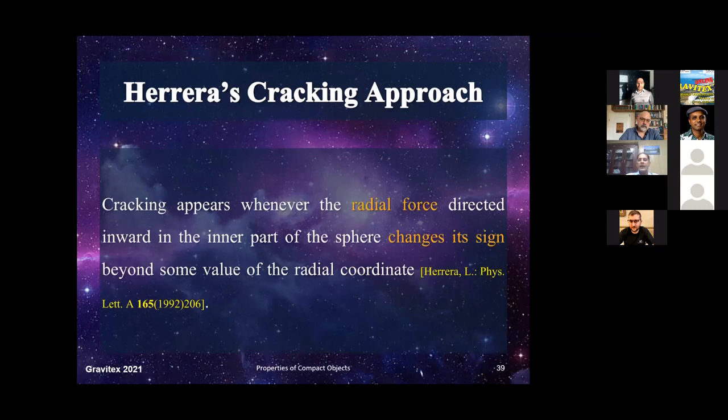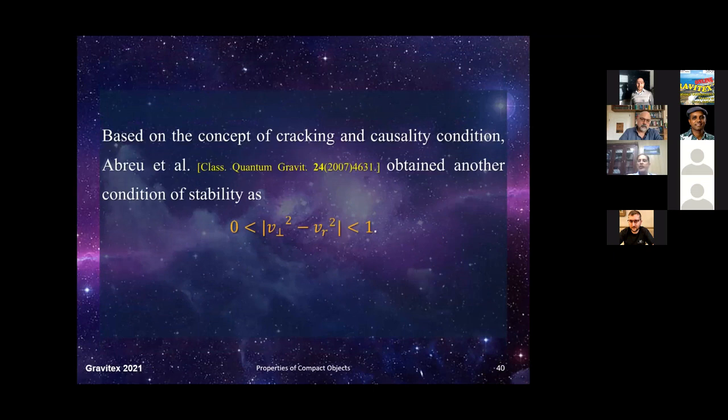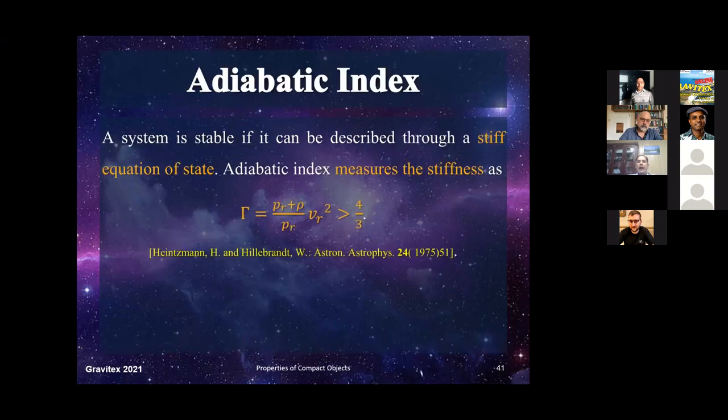Next is Herrera's cracking approach, which also helps to measure the stability of an object. Cracking appears whenever the radial force directed inward in the inner part of the sphere changes its sign beyond some value of the radial coordinate. Based on the concept of cracking and the causality condition, Abreu obtained another condition of stability. Thus, the difference of the tangential and radial speeds of sound, its absolute value, must lie between 0 and 1. And finally, the adiabatic index also helps to measure stability. A system is stable if it can be described through a stiff equation of state. So the adiabatic index measures the stiffness and it is given mathematically in this form. And for the stability condition, it must be greater than 4/3.